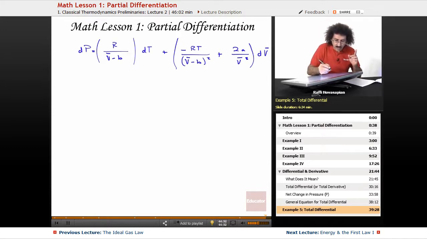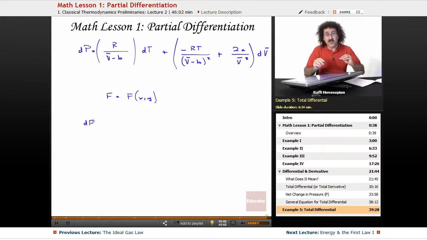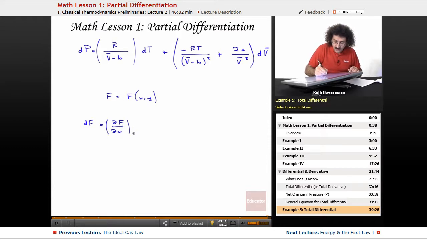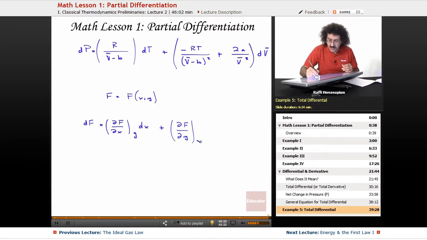And again, it's all based on this: given a function of two variables, the total change in that function when you vary both variables simultaneously is df/dx, holding y constant, times the change in x that you make, plus the partial derivative of the function with respect to y times the change in y that you make. That's it.